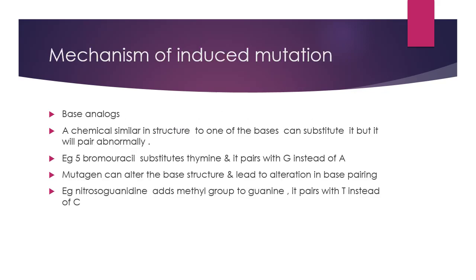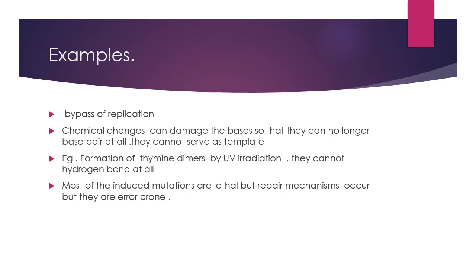Then base analogs: a chemical similar in structure to one of the bases can substitute for it, but it will pair abnormally. Example, 5-bromouracil substitutes for thymine, it pairs with G instead of A, guanine instead of adenine. Then a mutagen can alter the base structure, which leads to alteration in base pairing. Example, nitrosoguanidine adds a methyl group to guanine, it pairs with T instead of C.